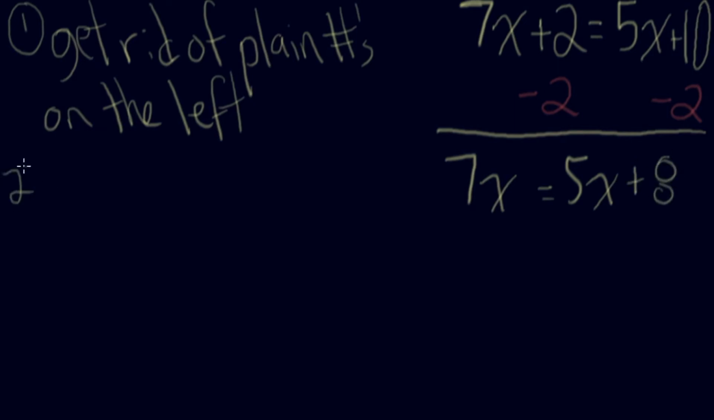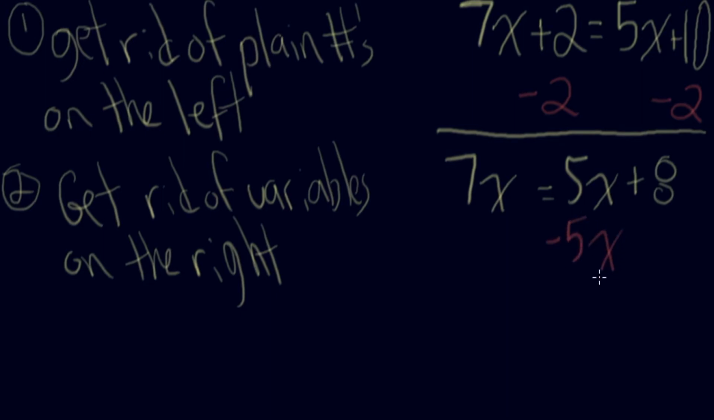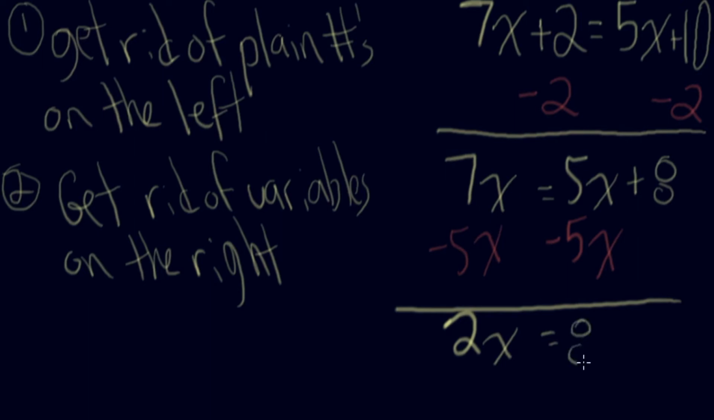And the second rule is get rid of variables on the right. So get rid of the variables on the right. Now, we'll get into this later, but basically you could switch these up a little bit if you wanted to. But most kids feel a lot better when the variables are on the left-hand side. And I want you guys to feel good. So now we're going to have 2x equals still 8.